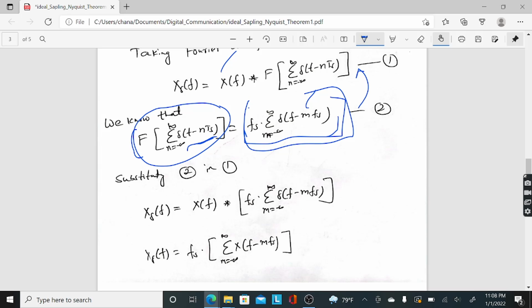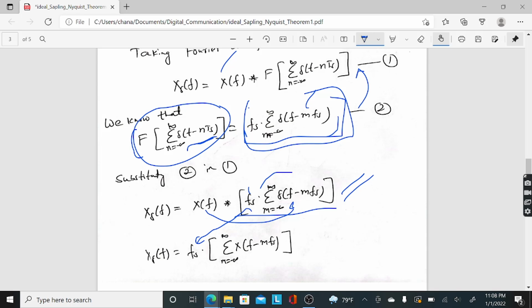So x delta of f is equal to X of f convolved with, substituting equation 2 here, fs times summation m equal to minus infinity to infinity delta of f minus m fs. Now we all know convolution satisfies the distributive property. fs is a constant, so I can just take this fs out here. Now X of f convolved with a summation is equal to the summation of X of f convolved with that function. So I can bring this convolution inside the summation, so it would be X of f convolved with delta of f minus m fs.